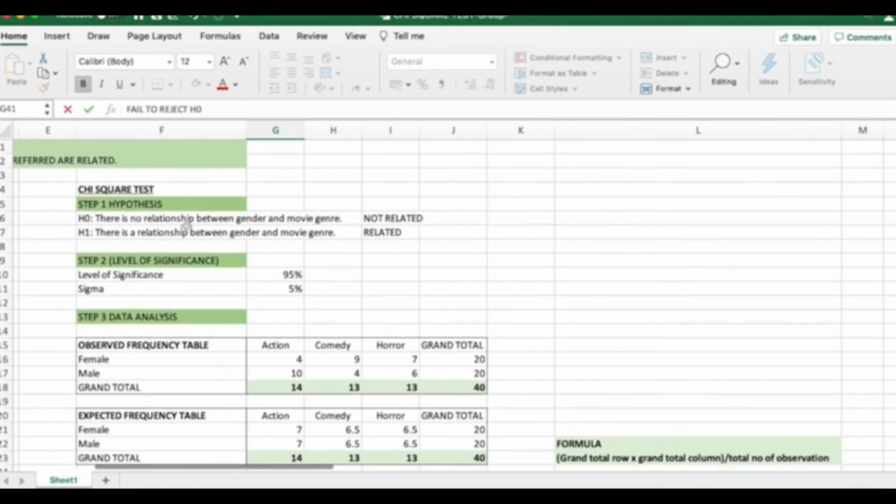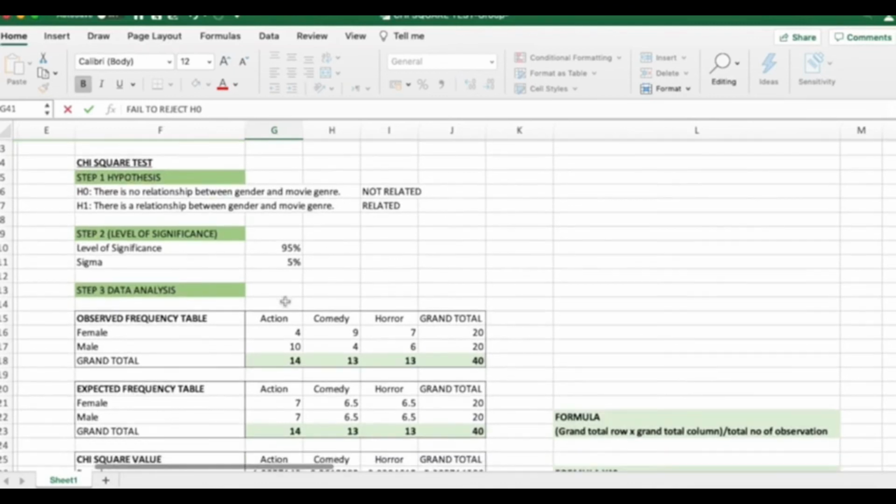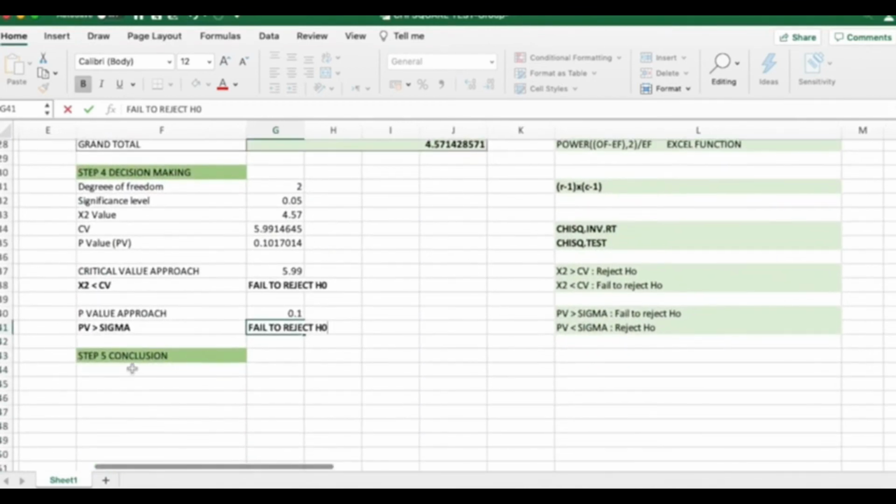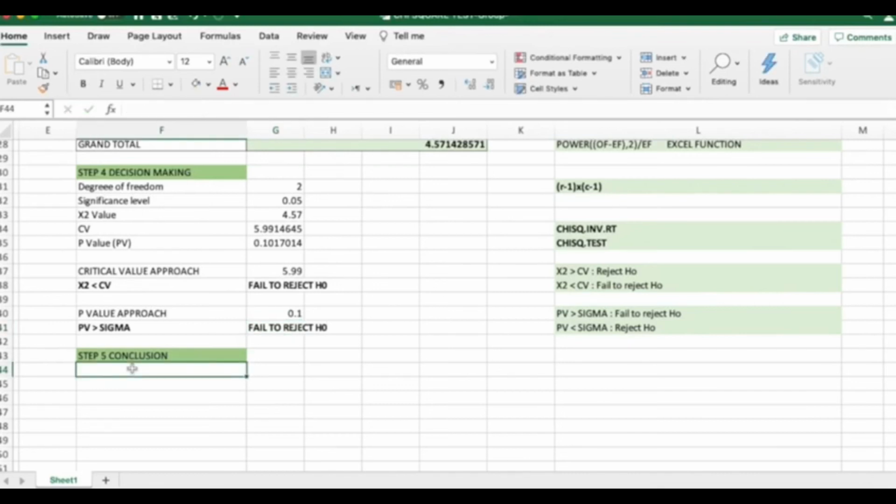So our H0 is, there is no relationship between gender and movie genre, whereby these two variables are not related with each other. Therefore, for step 5, which is the conclusion, we can conclude that movie genre preferred does not depend on gender.